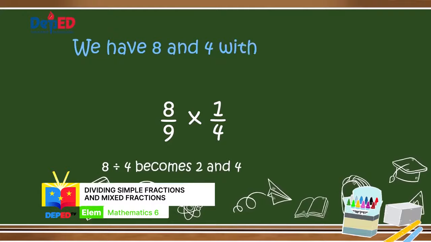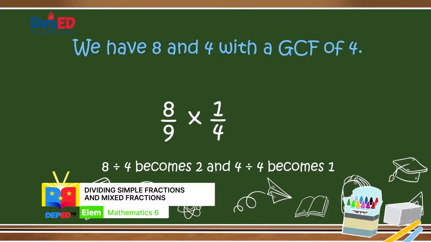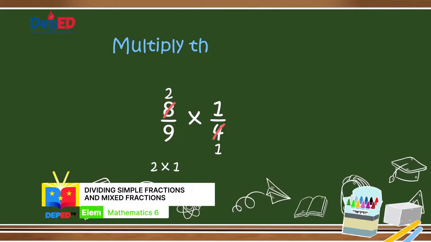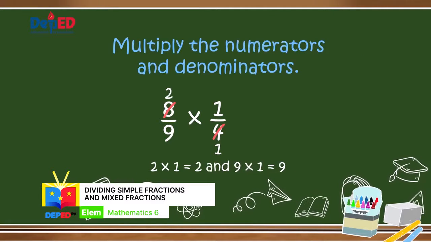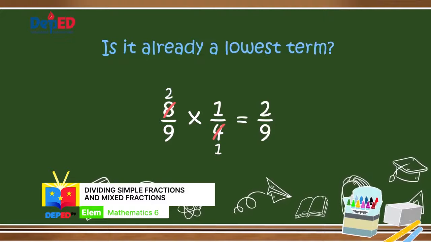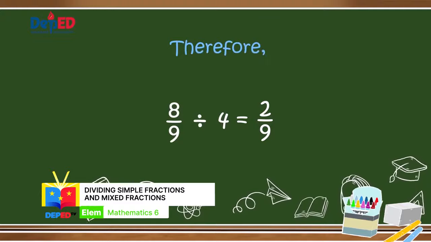We have 8 and 4 with a GCF of 4. 8 divided by 4 becomes 2. 4 divided by 4 becomes 1. Then, multiply the numerators and the denominators. 2 multiplied by 1 equals 2. 9 multiplied by 1 equals 9. We have 2/9. Is it already a lowest term? Yes. Therefore, 8/9 divided by 4 equals 2/9.